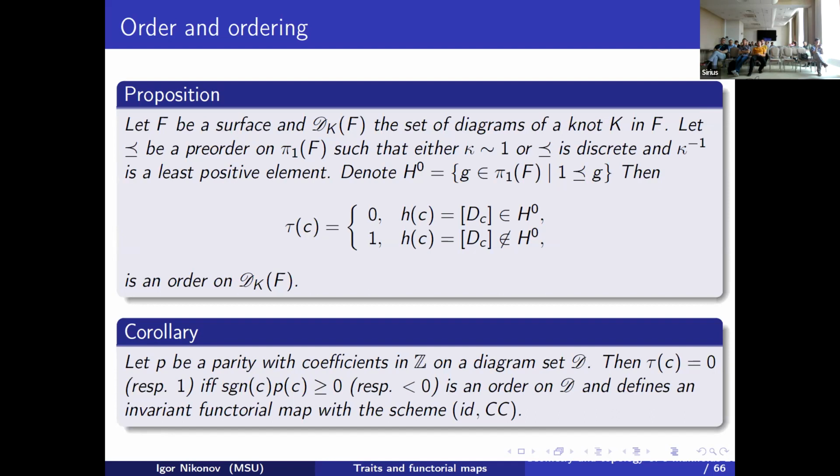So in this case, we have such a rule to switch crossings of diagrams so that the result will be an invariant diagram of the same knot. And an example of such an ordering is the following. We can consider a parity with coefficients in Z, and then the product of the parity with the sign of the crossing, and this product will be an order. That is, when this product is a non-negative element, we don't switch the crossing. If it is negative, we switch it. So if we have such a parity, then we have such a functorial map with switching of the crossing.